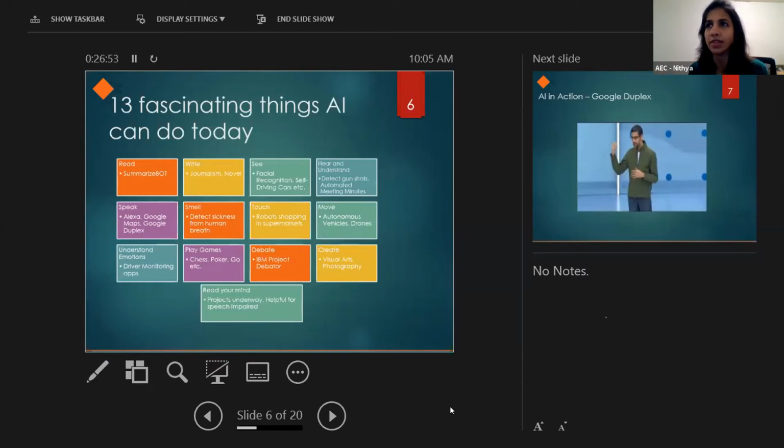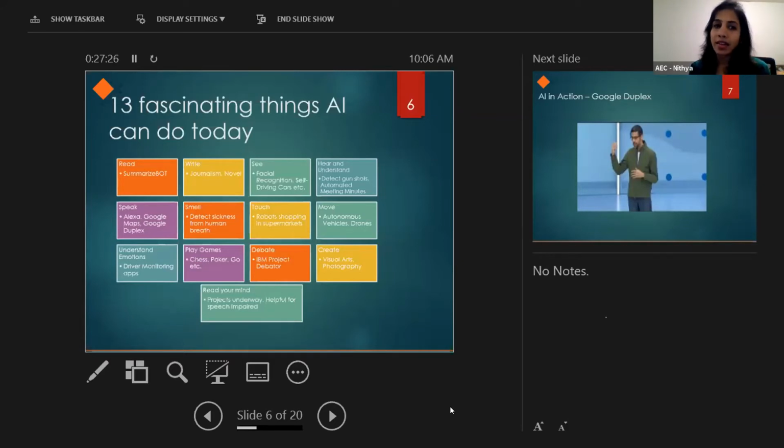automated meeting minutes. Speak, as somebody had rightly put in, obviously, Alexa, Google Maps, Google Duplex. I don't know if you guys know about Google Duplex. That's something Google is proud of, and is still actively working on. In the next slide, we are going to see Google Duplex in action. So all these are speaking AI systems, right? It listens to you, it responds to you. It tries to talk like a human, but we are still getting there, though it has made a lot of progress.